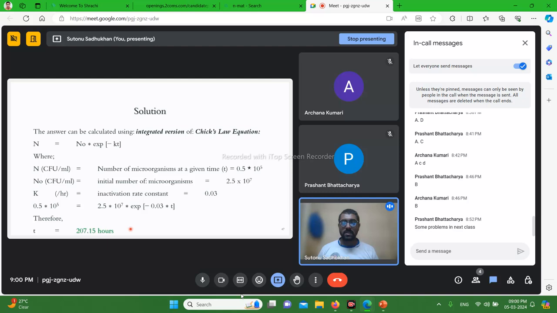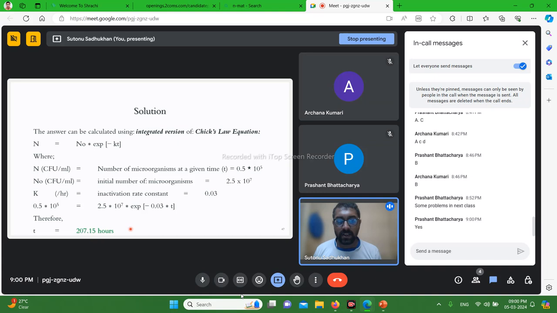Any problem in understanding this? Did you understand? Prashant, Archana, both. Did you understand the way it is solved? You know, right? If you take ln on both sides, the ln of e becomes 1. This is plus 2 level knowledge. If you had mathematics at plus 2 level, you will know that. Otherwise, you can just put ln e in your calculator, it will give you the value 1.